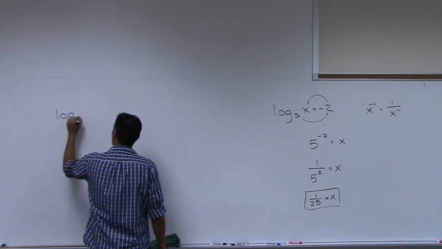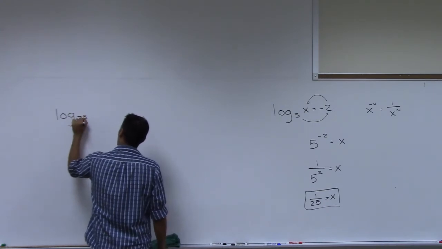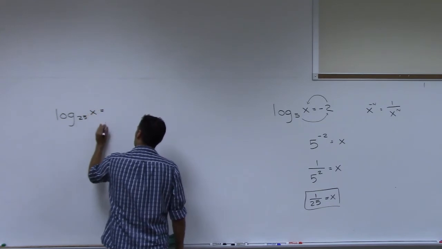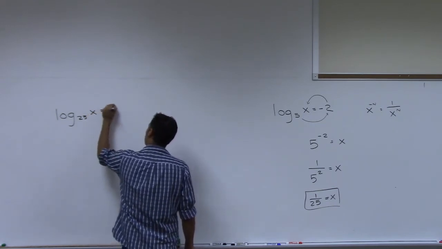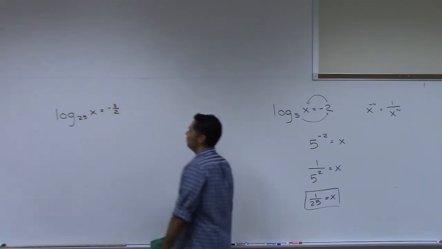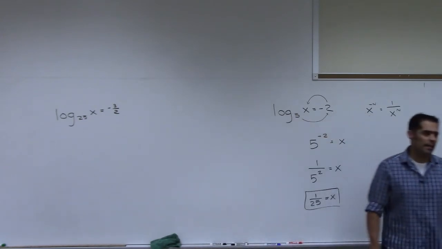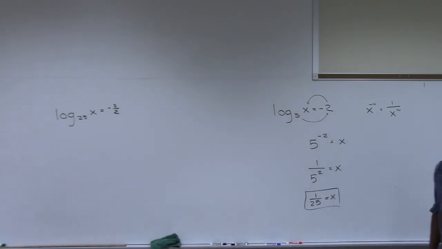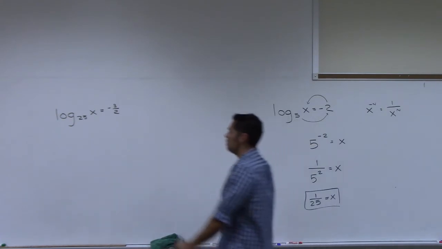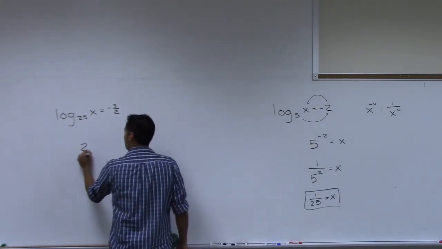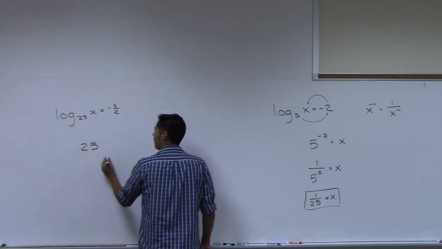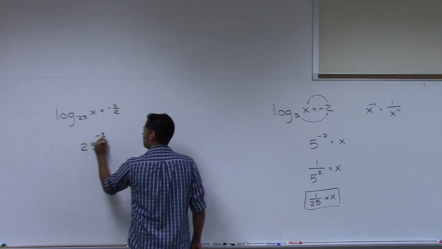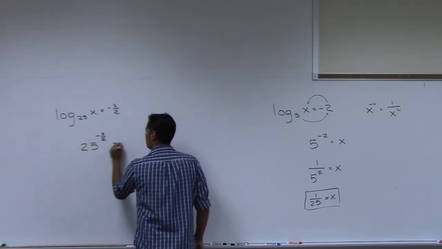Trying to think of a good number here to work with. Let's go 25 to the x equals negative 3 halves. Log base 25 of x equals negative 3 halves. So you create your loop. Our loop would be 25 raised to what power? Negative 3 halves, right? Equals x.